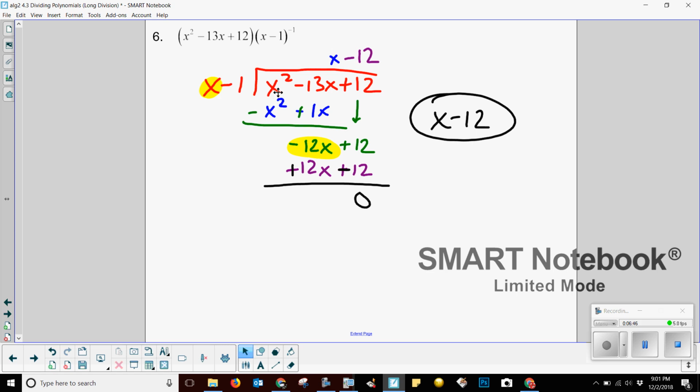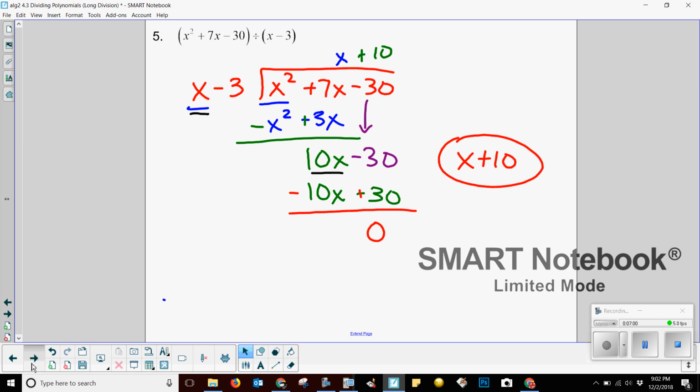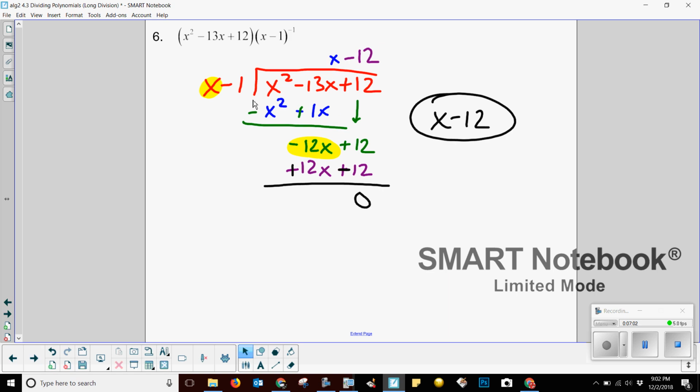X times x gets me x squared. Ooh, let me go back. Something to the negative first power: if you know anything about exponents, this just means the exact same as this, where you take that and put it on the bottom of the fraction bar. It's still just divide. So don't freak out too much if you see that. So x times x, x squared. And then x times -1, -1x.